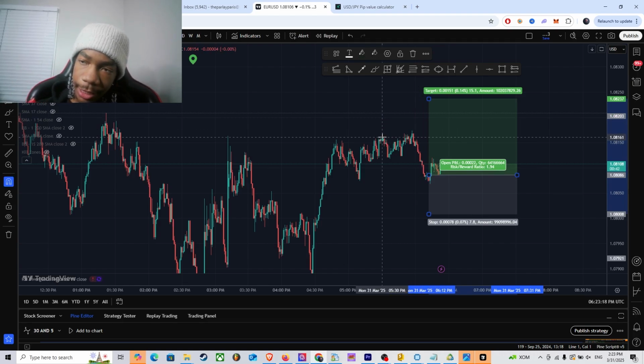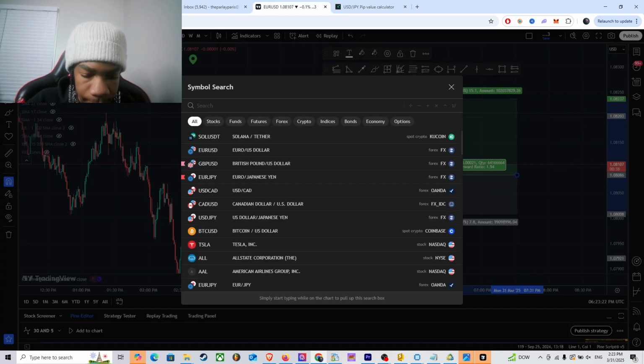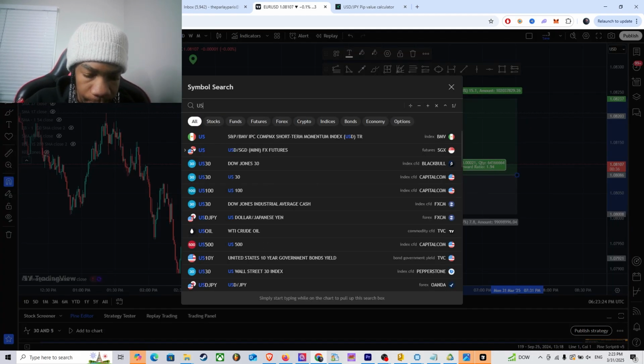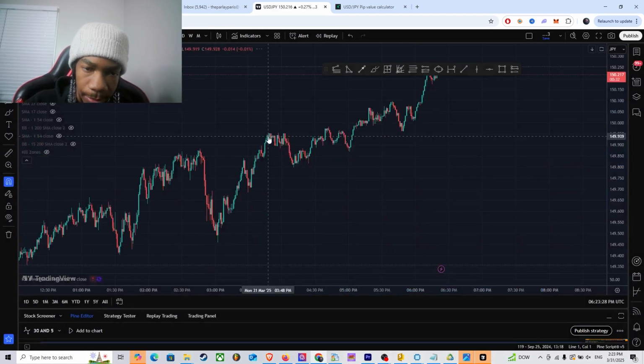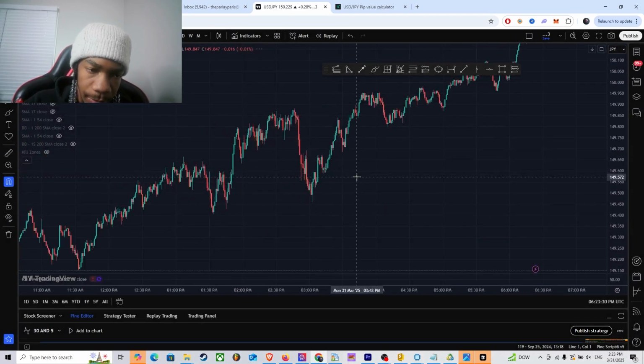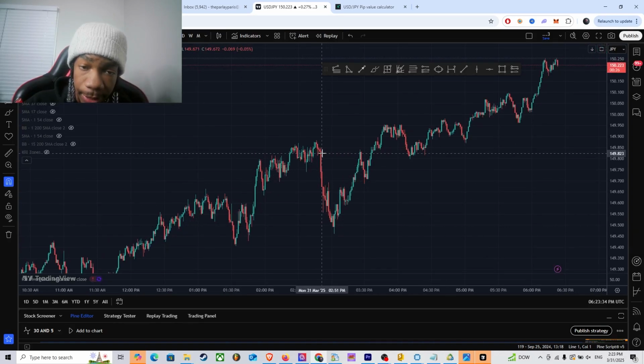But one of the reasons why JPY pairs move like that, I'm gonna show you, is because they move faster than a lot of other pairs. They have bigger moves and bigger pips. I mean, really bigger candlesticks.